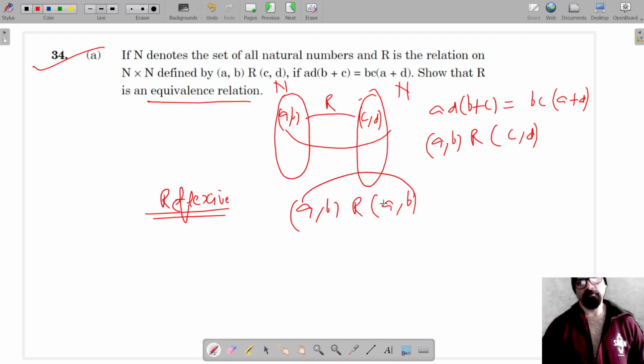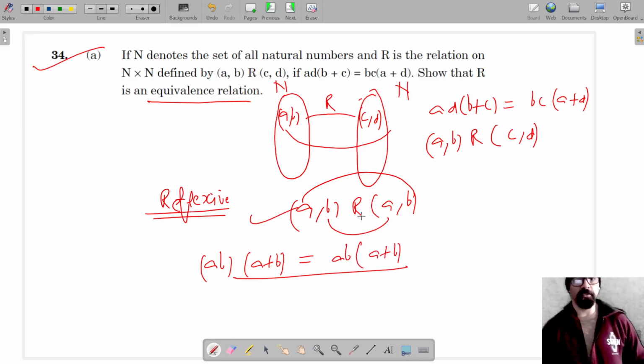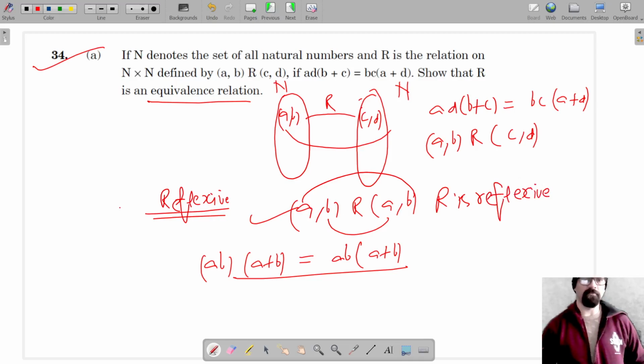For that, I have to multiply A with B and add A plus B, and then B into A, which is AB, and then A plus B. So AB, obviously these two sides are equal. That means (A, B) is in relation with (A, B). That means this relation R is reflexive. So R is reflexive.